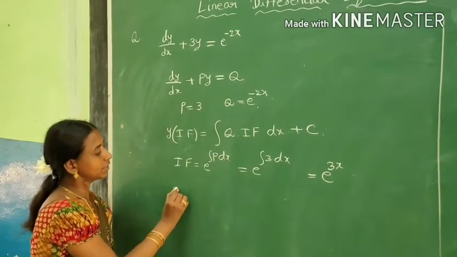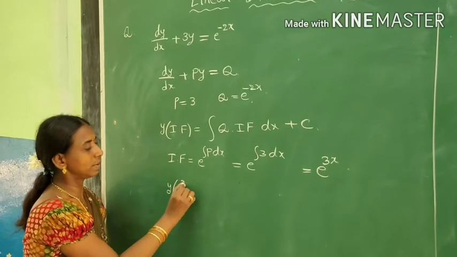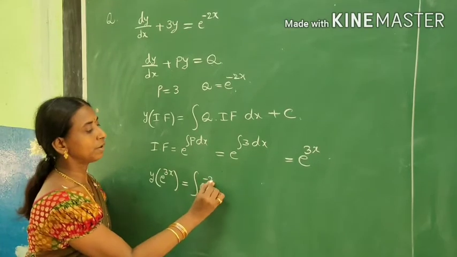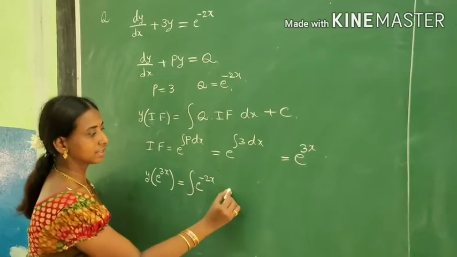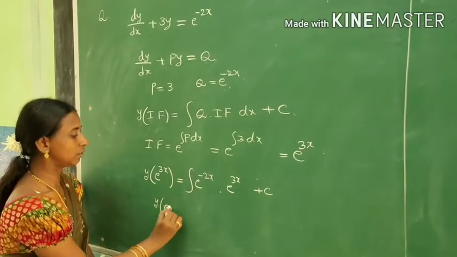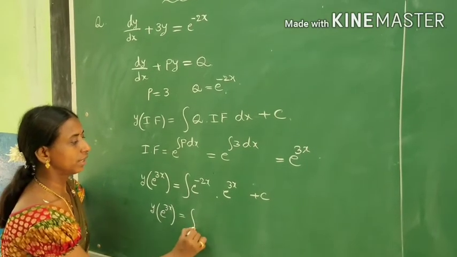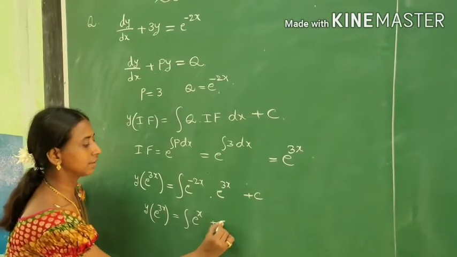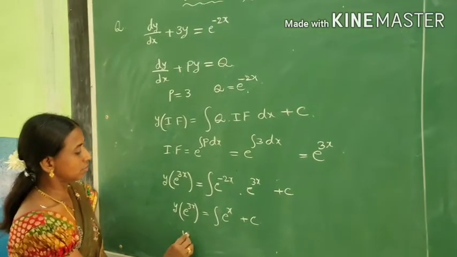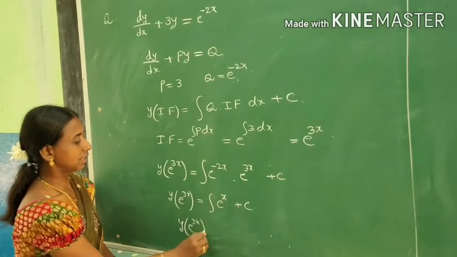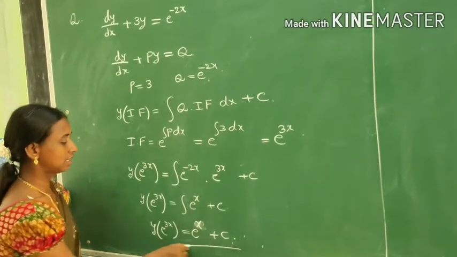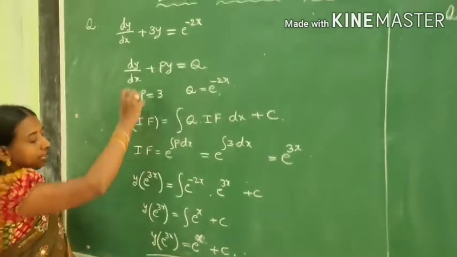Solution is y into integrating factor, that is e power 3x, is equal to integral of q. Our q is here e power minus 2x and integrating factor is e power 3x, plus c. Now simplifying this, y into e power 3x is equal to integration of e power x plus c. So integral e power x is the same as e power x. So y into e power 3x is equal to e power x plus c. So this is the general solution of the given differential equation.